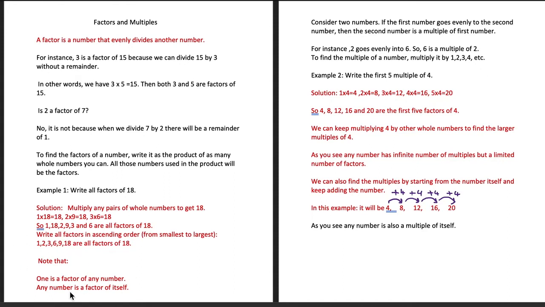One thing that you need to pay attention to: 1 is a factor of any number. So if they ask you to write the factors of, for example, 40, the first one is going to be number 1 itself. Also, any number is a factor of itself. For example, here we were talking about the factors of 18, and 18 itself is a factor of itself.